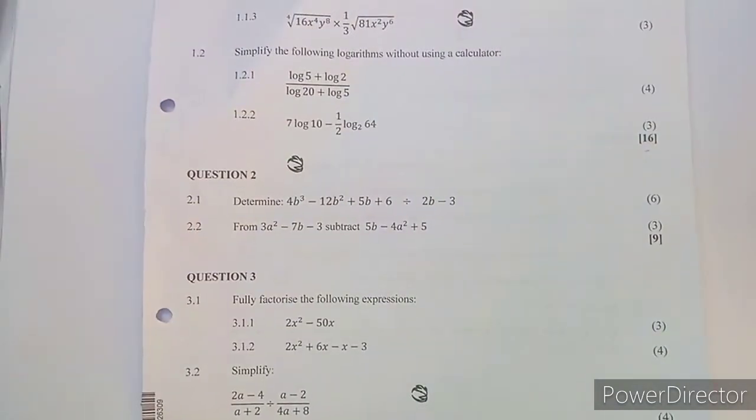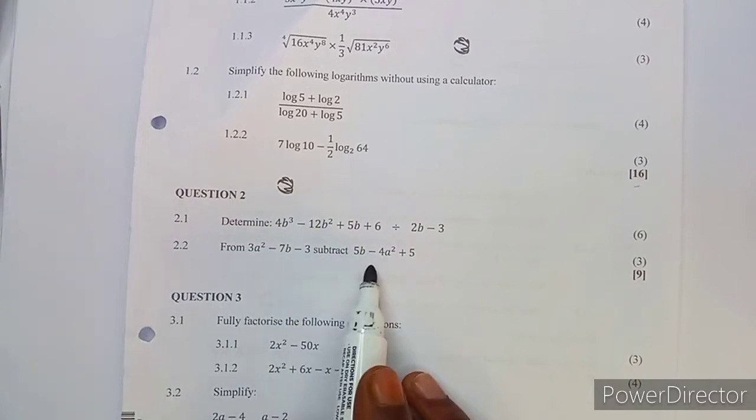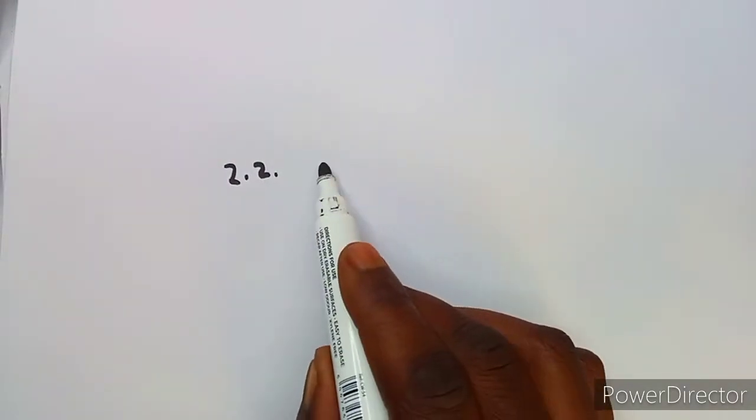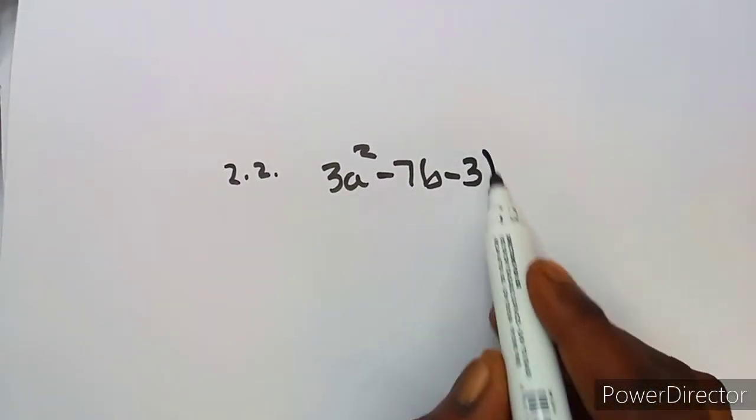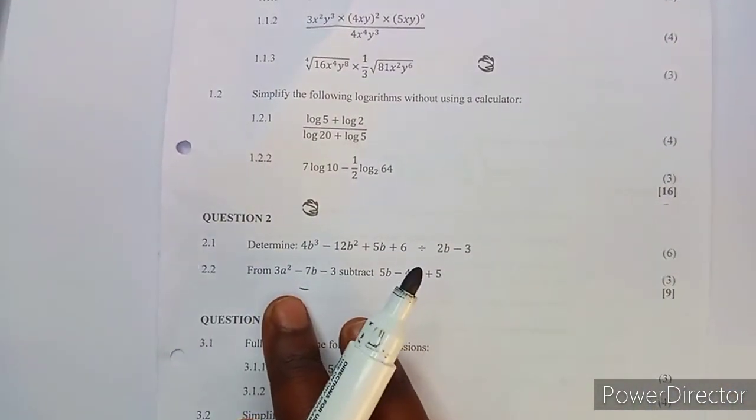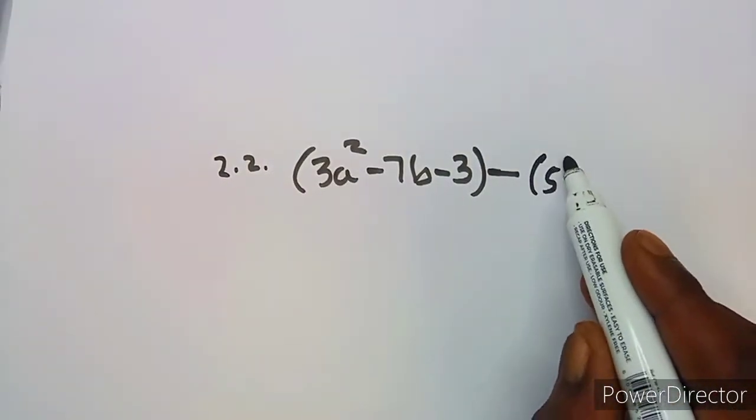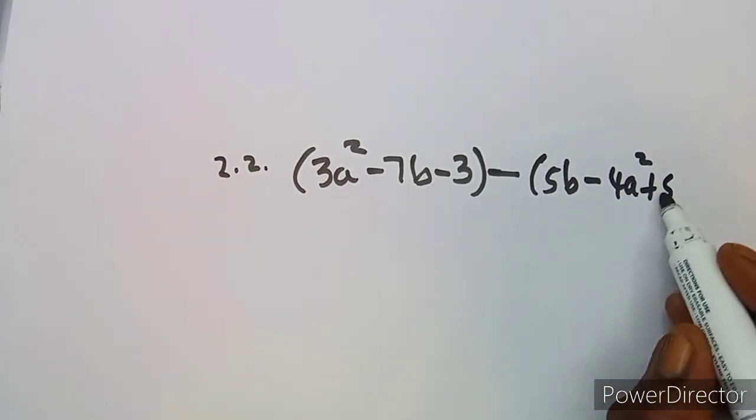Okay, so take note, from this expression subtract this part from this expression. So from, you subtract where you are given from. So you're asked from what? From 3a squared minus 7b minus 3. From this expression subtract. What are you subtracting from this expression? We are subtracting this 5b minus 4a squared plus 5. So you're subtracting, open bracket, 5b minus 4a squared plus 5.